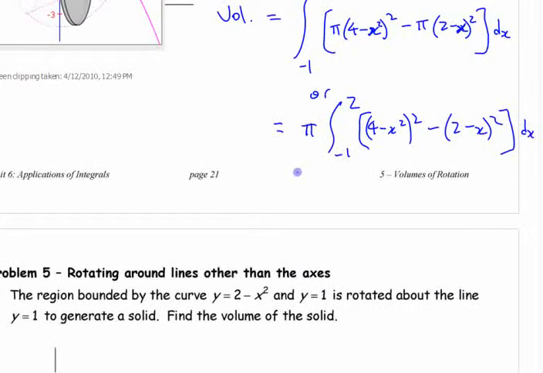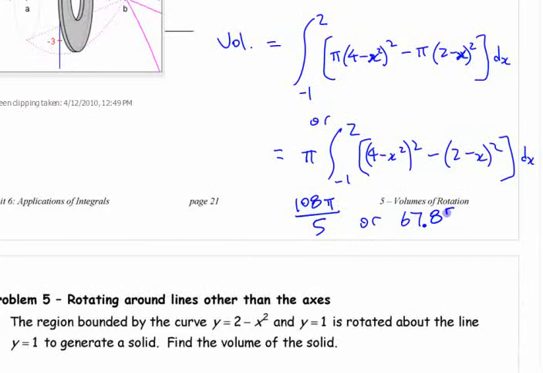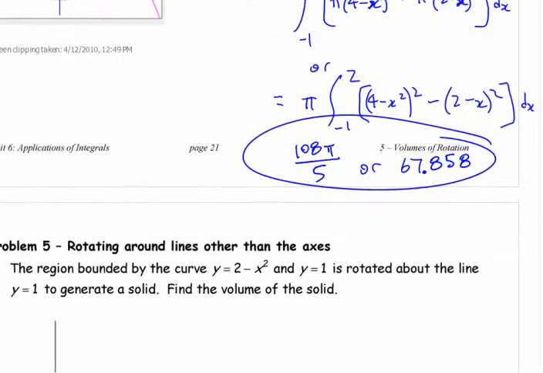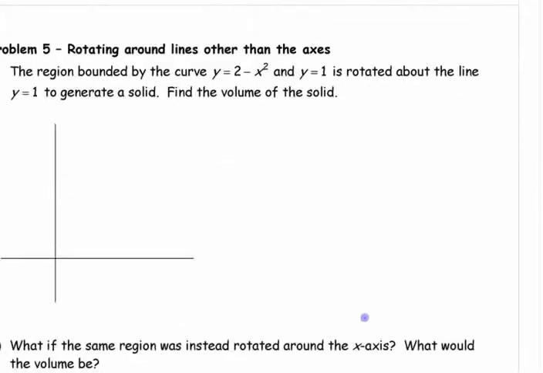For the sake of completeness I should write this here. What was this? 108 pi over 5 or 67.8 or something? I guess if we're thinking in terms of the AP exam, do 3 decimal places unless otherwise told. 67.858. At least that many. Okay, rotating lines about other axes here. Or lines other than the axes.